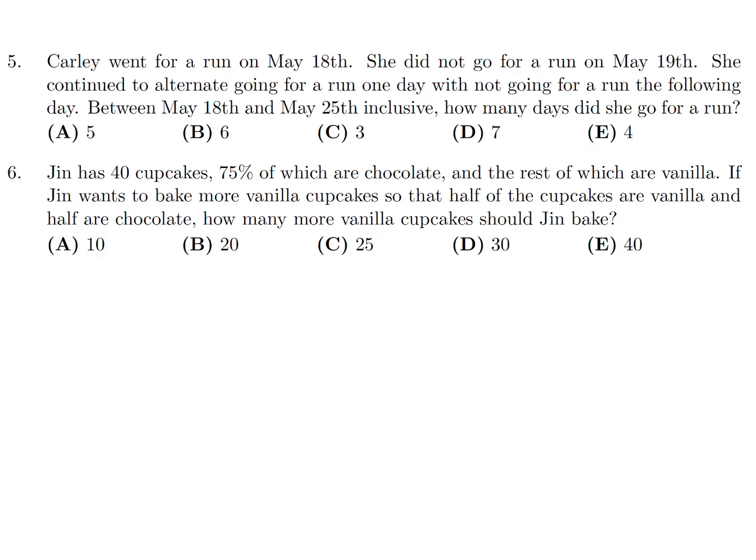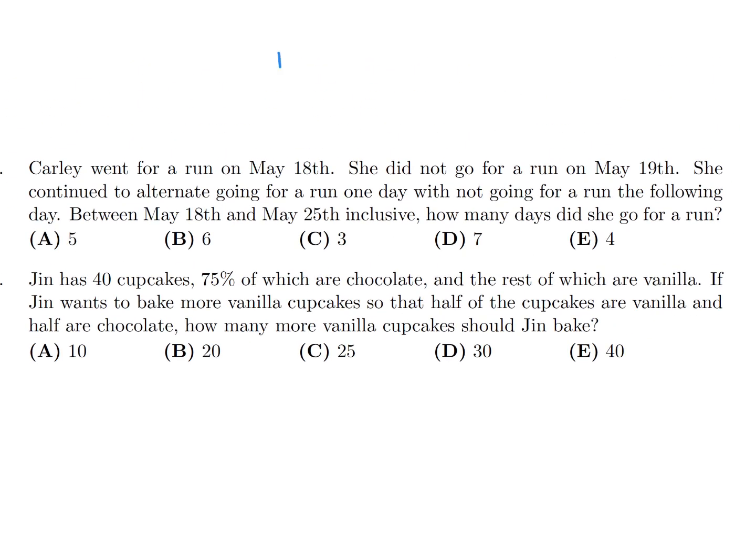Carly went for a run on May 18th. She did not go for a run on May 19th. She continued to alternate going for a run one day with not going for a run the following day. Between May 18th and 25th inclusive, how many days did she go for a run? Okay, so she ran May 18th. She ran then on the 20th, then the 22nd, then the 24th. So that's a total of 4 days, and therefore that would be E.